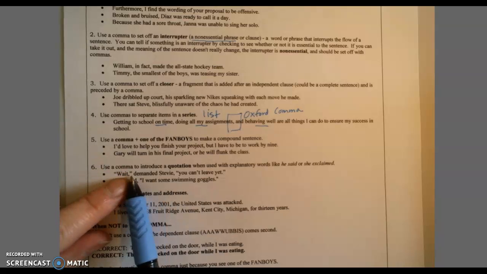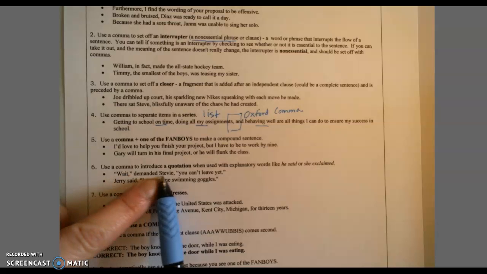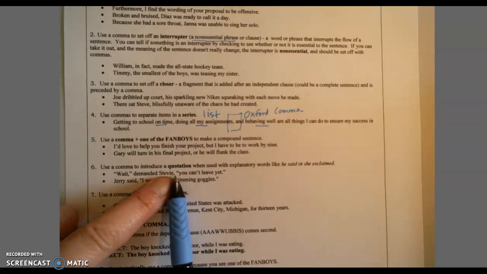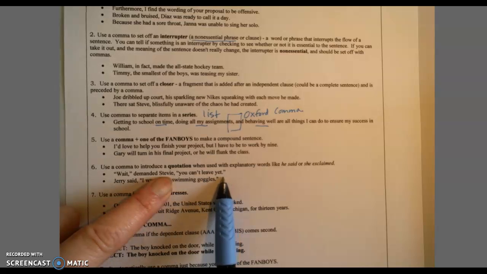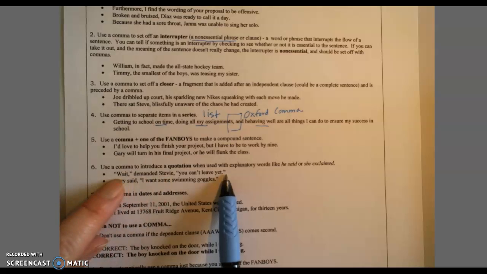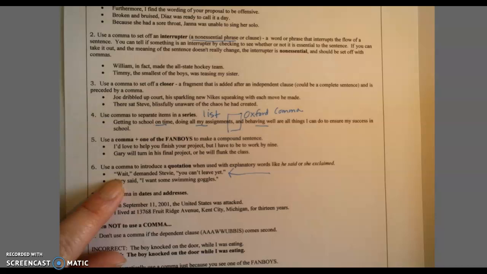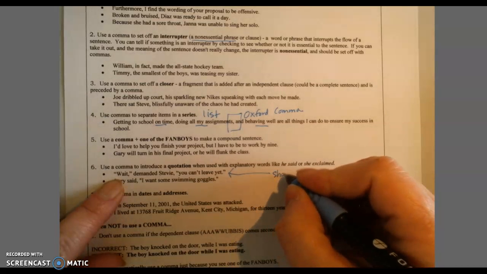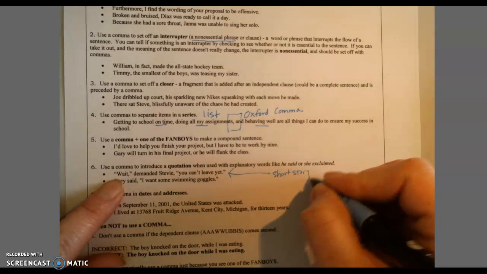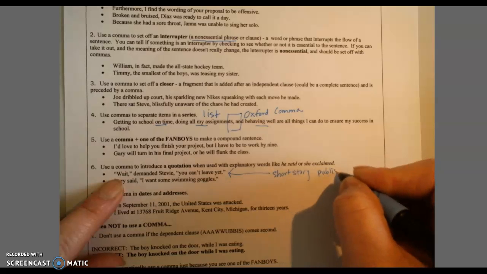Wait, comma, inside the quotation marks, right? Demanded Stevie, comma, quotation mark. You can't leave yet, period, quotation. This is what it would look like if you were writing a short story or if it's being published in fiction.